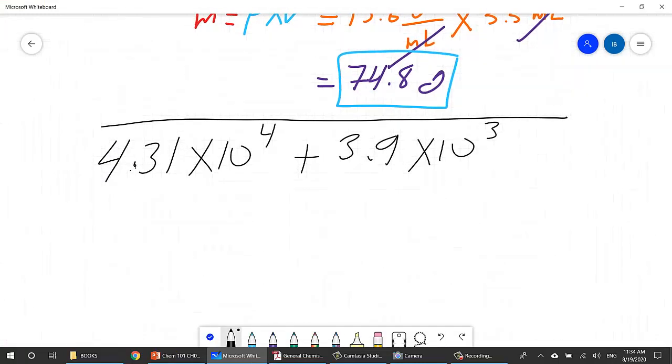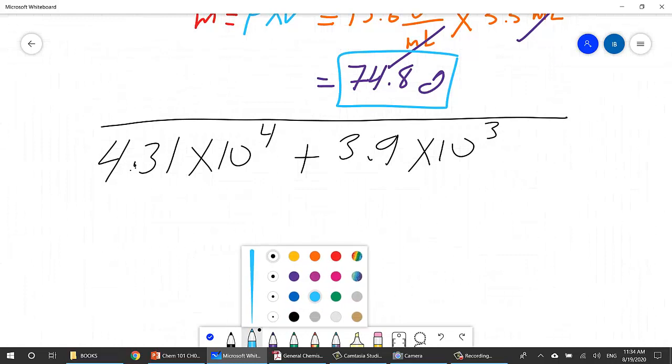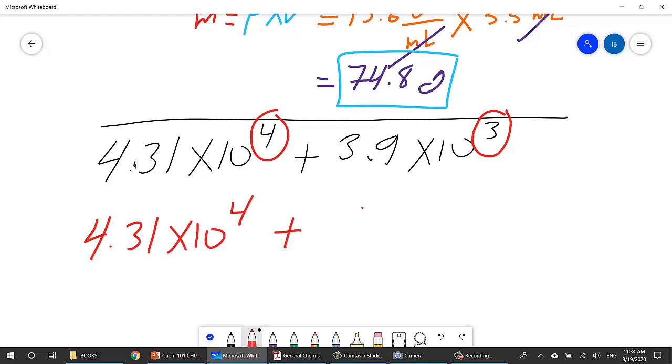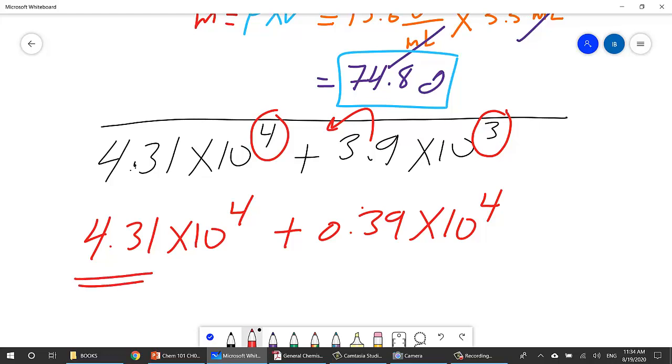Here, my friends, you can answer that easily by using a calculator, but in case you don't have a calculator, the way you do this is you look at the smallest exponent. That's a 3, and that's 4. You need to make the exponents the same first. You want to unify the exponents. So you keep this as is, 4.31 times 10 to the power 4, plus, and you want to change this into power 4. That means you want to move the decimal point here. So that would be 0.39 times 10 to the power 4. So the exponents are the same. Then you just add these numbers up.